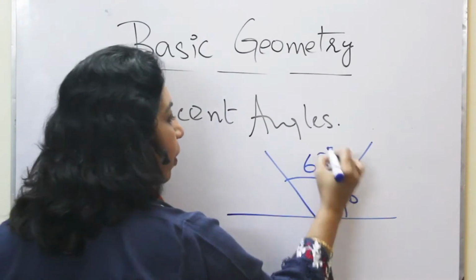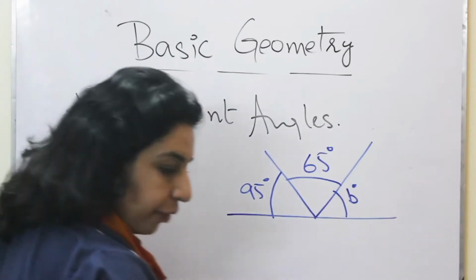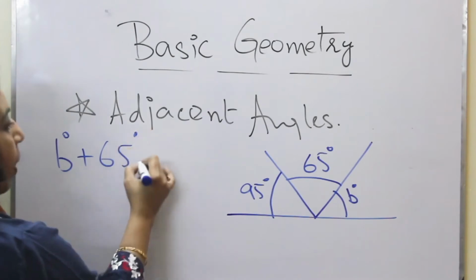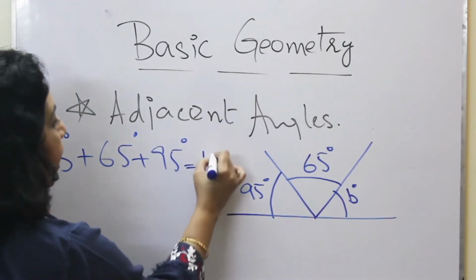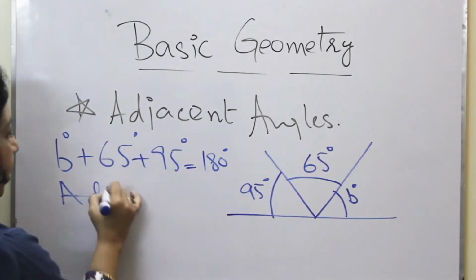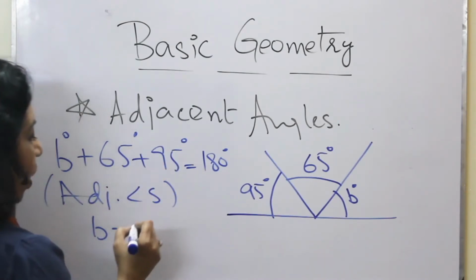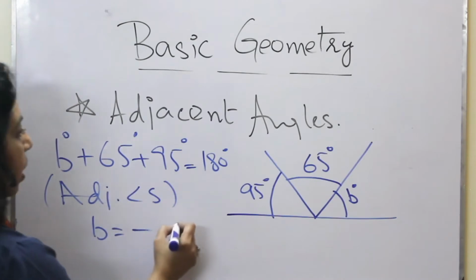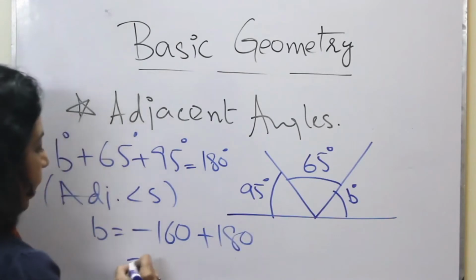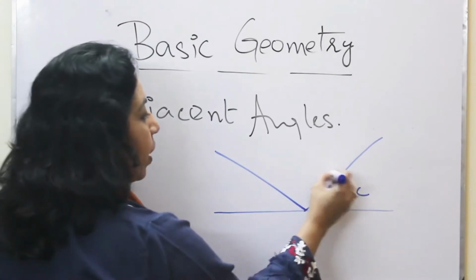If we have B degrees, 65 degrees and 95 degrees, and we have to find the value of B, we shall write B plus 65 plus 95 equals 180. As they are on a straight line, they are adjacent angles. So I shall write here adjacent angles, and I shall subtract the sum of these two from the other side. 180 minus 160, and my answer will be 20 degrees. The value of B is 20 degrees. Another example of adjacent angles.